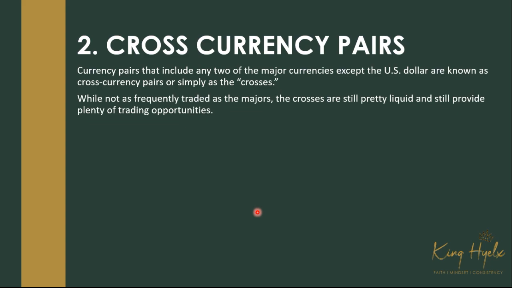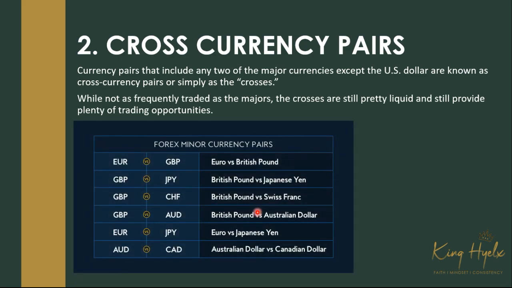So while not as frequently traded as the majors, the crosses are still pretty liquid and still provide plenty of trading opportunities. These are examples of the crosses as we established when we went to the previous slide: Euro GBP, GBP JPY, GBP CHF, GBP AUD, Euro. So you just have to know what these names all mean, right? You can go to platforms such as TradingView to understand what they mean.